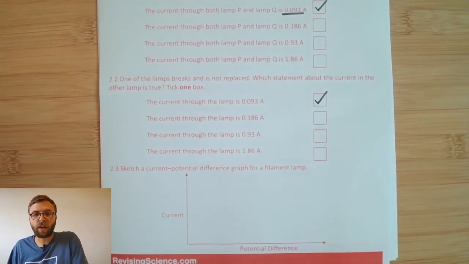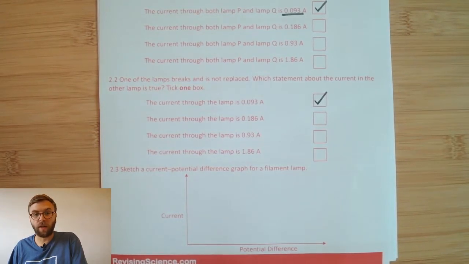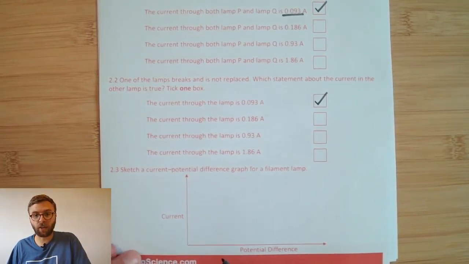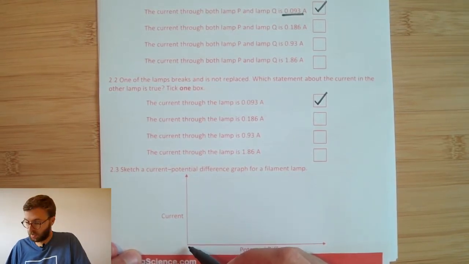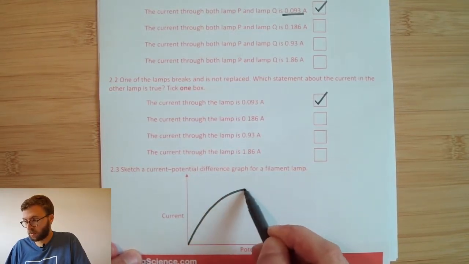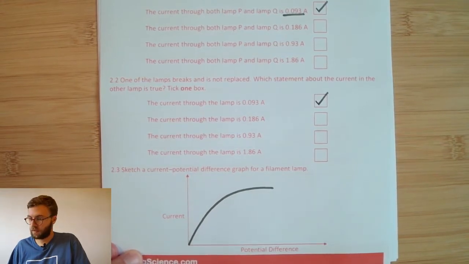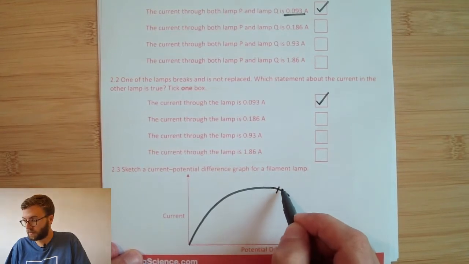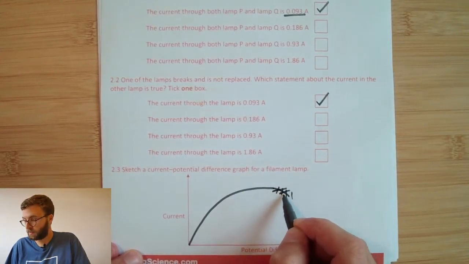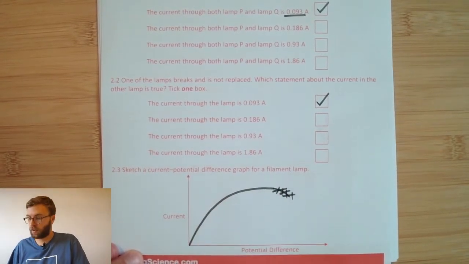Finally, we need to sketch a current potential difference graph for a filament lamp. Again, we need to know those I mentioned in the specification. So if you're drawing for a filament lamp, it would start at the origin and the gradient would slowly decrease. So it would look like this. When drawing these, it's important to make sure that you don't bring the graph back down at the end. Okay, so nice levelling off.